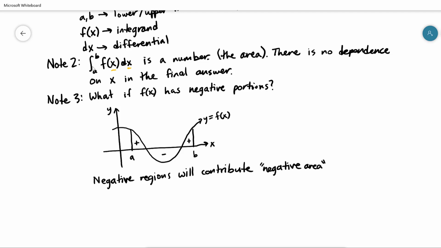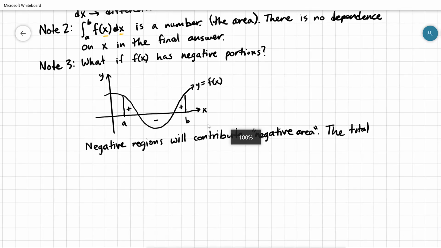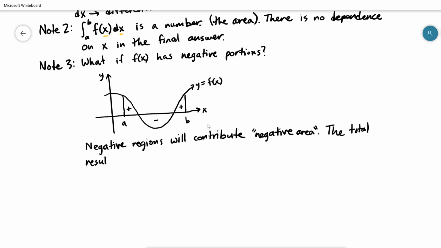So this thing's going to spit out just a number, as we just said. These parts will give positive contributions, this will give a negative contribution, and depending on how those balance out, that'll determine what our final number winds up being. So the total result that takes into account both pieces is called the net area. So if you're asked for the net area, that's what they're looking for, the positive parts minus the negative parts.